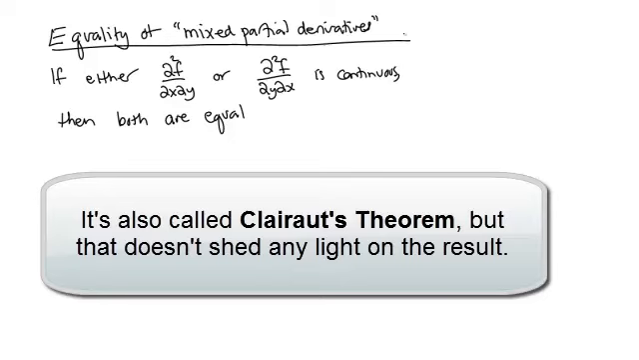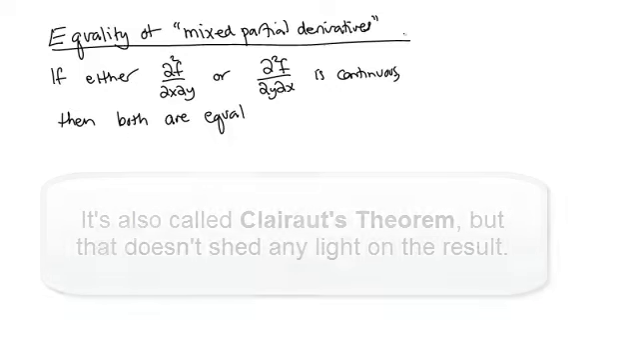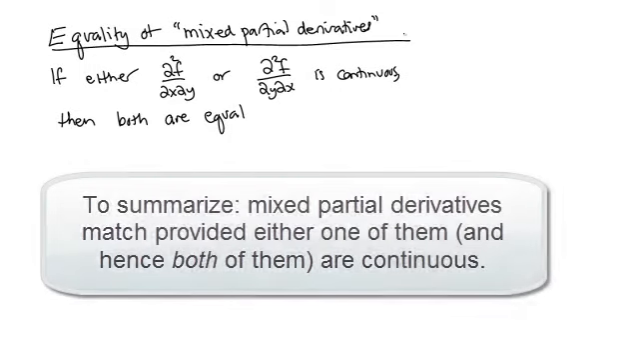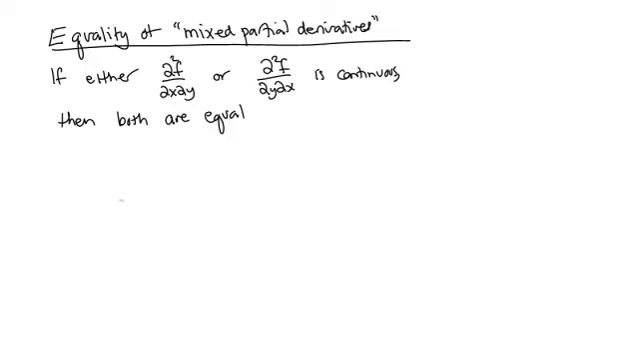If either del squared f del x del y or del squared f del y del x is continuous, then both of the partial derivatives are equal to each other. So if you work out one of them and find out that it's continuous, then the other one must be the same thing. Do note that there's a proviso to this.